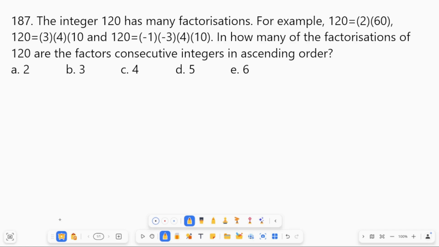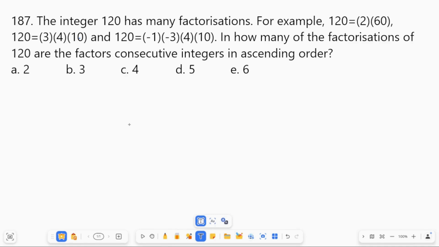Solving question 187 today. The question says the integer 120 has many factorizations. For example, 120 is equal to 2 times 60, or we can write it as negative 1 times negative 3 times plus 4 times 10. In how many of the factorizations of 120 are the factors consecutive integers in ascending order?